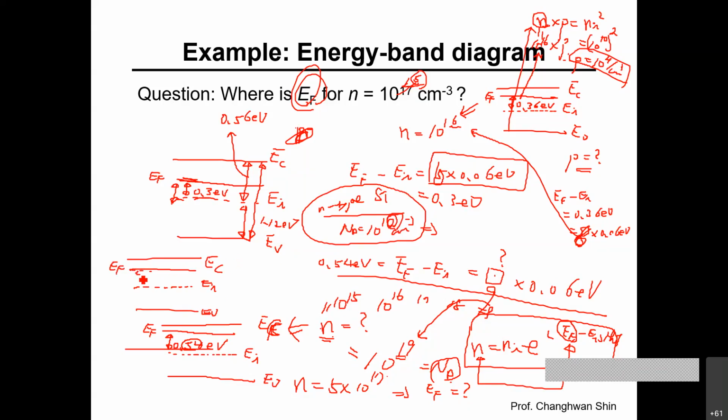Here, 0.42 electron volt. That's the answer. Okay, so very simple. So practice with your own example.